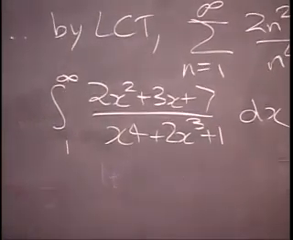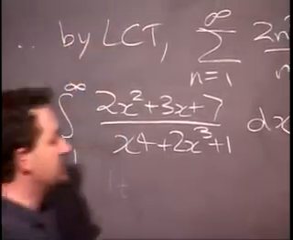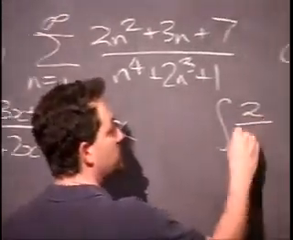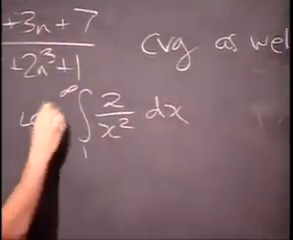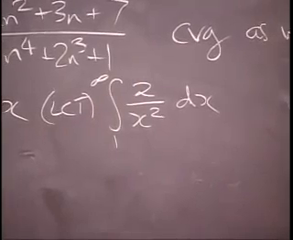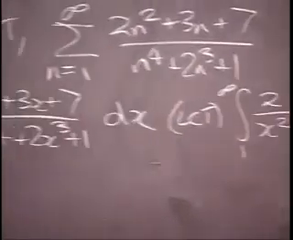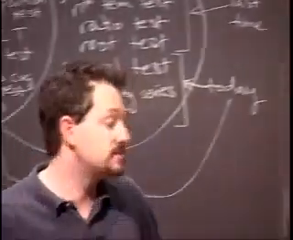Here you have x's, and instead of considering the sum, you would use the limit comparison with 2 over x squared, but that converges by the p-test. So you see, it's the same problem. It's just wrapped up in a different guise. It's a series instead of an integral.